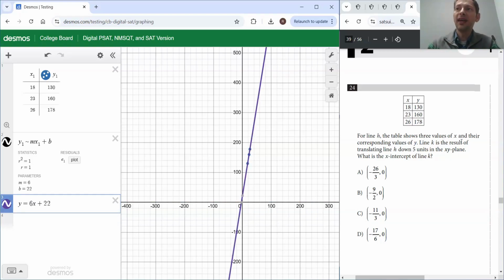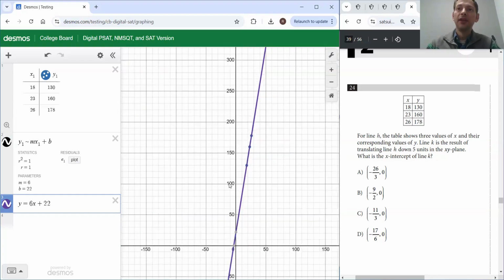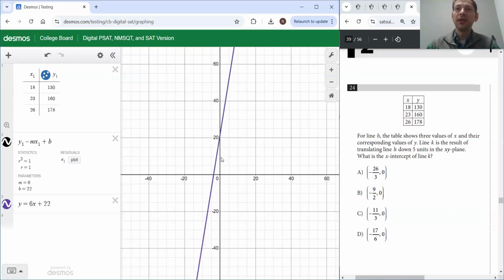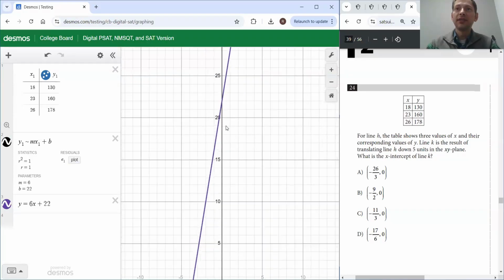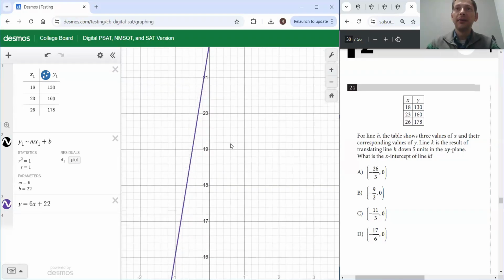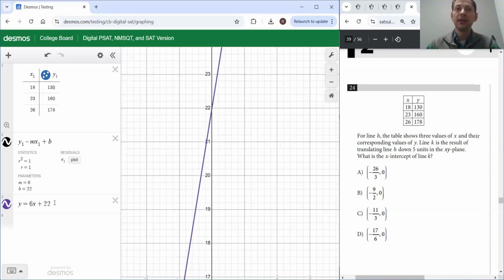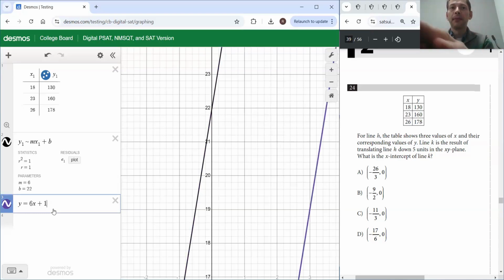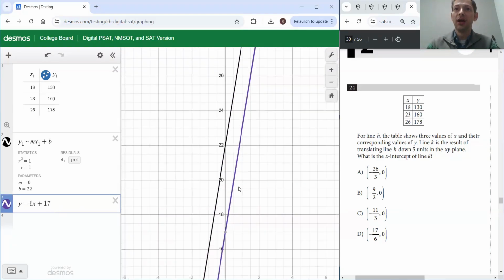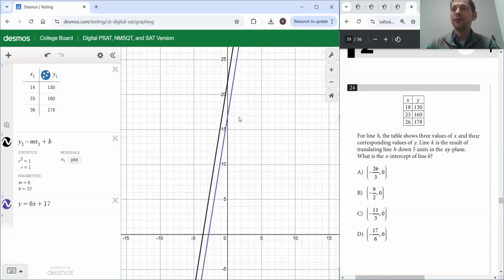Now they're saying line K is a result of translating line H down 5 units. So how do I translate down 5 units? So right here we see that it intersects the y-axis at 22. So if I translate down 5 units, it's going to intersect at 1, 2, 3, 4, 5. So that's going to be 17. There we go. So now that's the new line, that purple line that we see there.